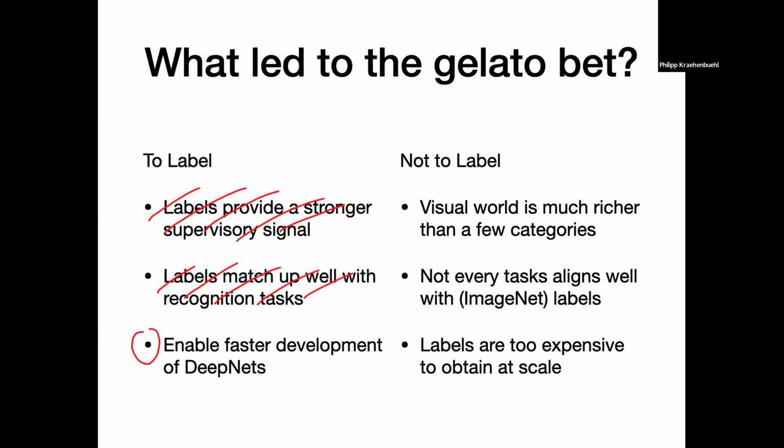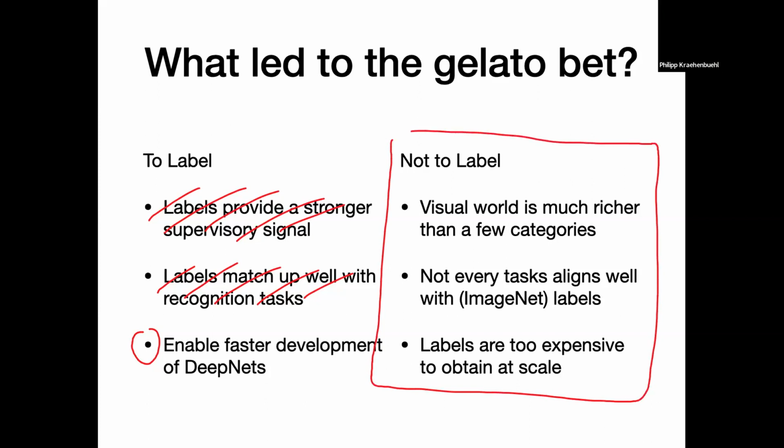Now, on the not-to-label side, there's really not much that's changed. Labels are still somewhat expensive to obtain. And there's a whole lot of tasks that are hard to label or where labels don't align very well with the actual downstream application. And it's true that we don't have a good way to describe all images with enough labels. Now here, I think, is where language models come in and where they can help us also show that this side of the argument might not be that relevant anymore. Right?